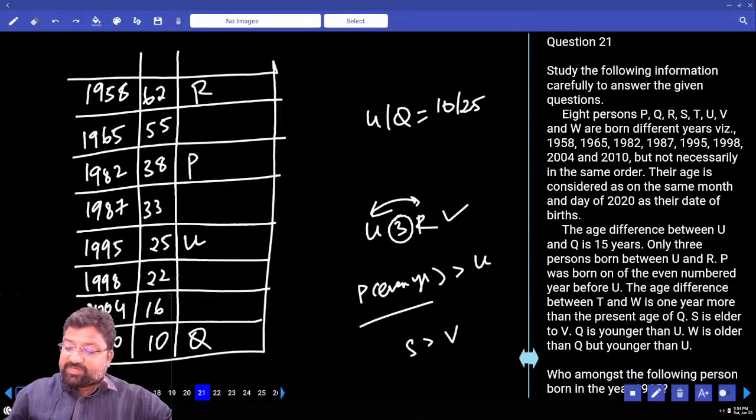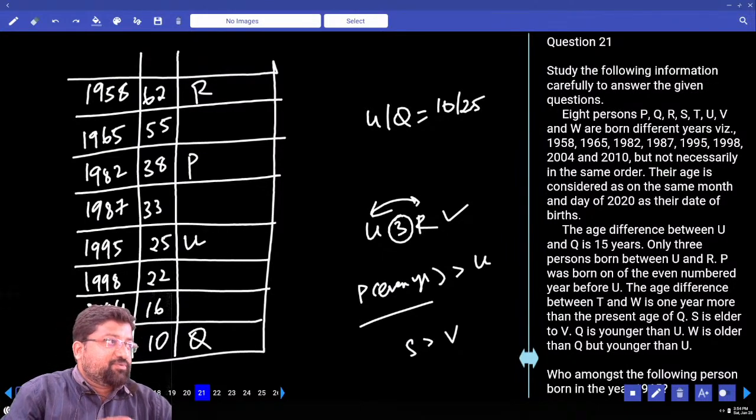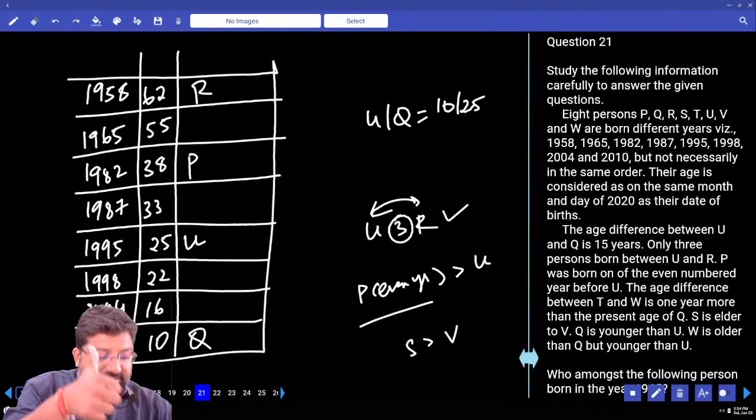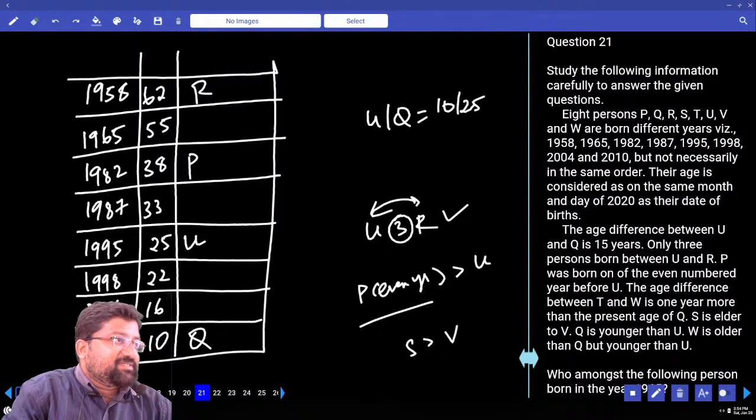The age difference between T and W is 1 year more than the present age of Q. What is the present age of Q? 10. 1 year more is 11. Difference between T and W should be 11. 55 minus 11, no. 33 minus 11, yes. 33 minus 11 is yes.